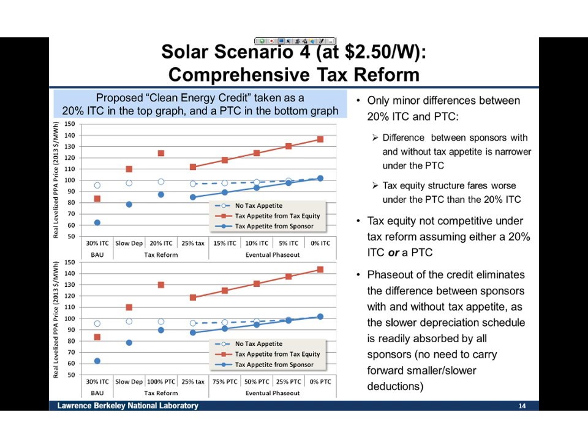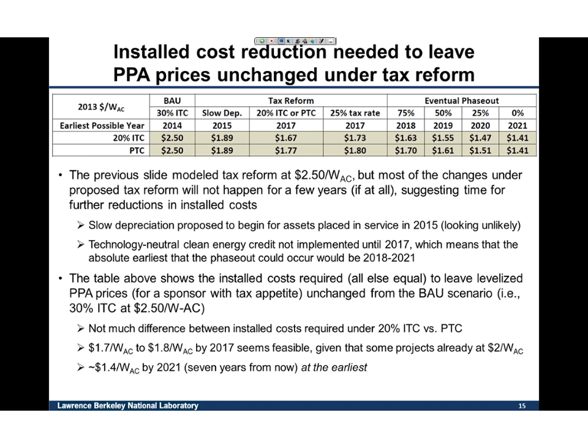So rather than try to project installed costs out that far and then model tax reform at those lower cost levels, I instead ran the model backwards and solved for the installed cost that would be required to leave levelized PPA prices unchanged from the current business as usual scenario. And that's what's shown in this table, again for both the 20% ITC and the PTC. And you can see that there's not much difference between the two, which shouldn't be all that surprising given what we saw on the previous slide.